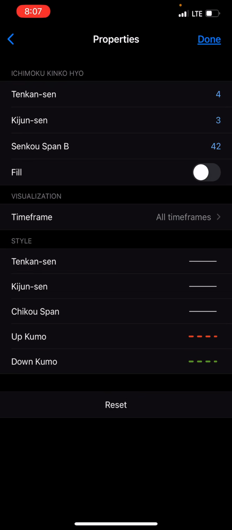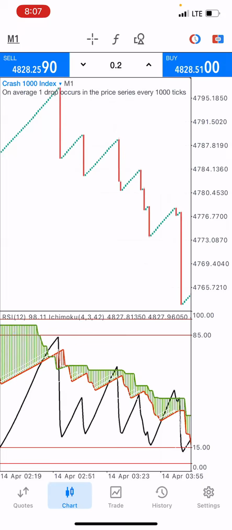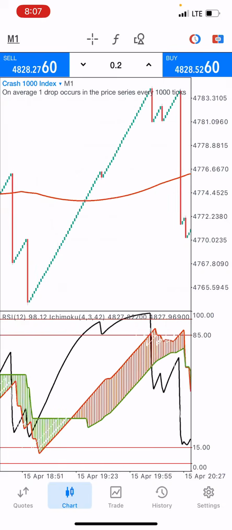Now, what are we doing like that? So that these ones will not be seen on the chart. They are not going to be seen on the chart. Okay, so up Kumo will be blue and down Kumo will be green. Amazing. Then you click on done. That's the indicator we have here. These are the indicators we have here that make up this strategy.